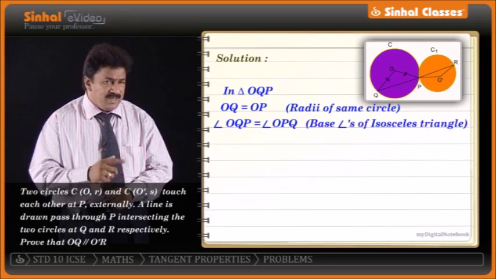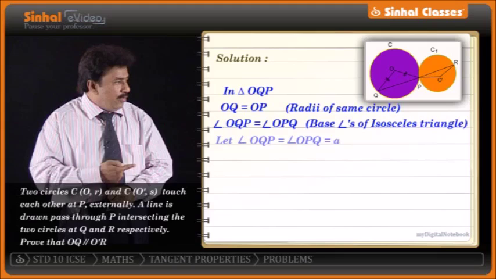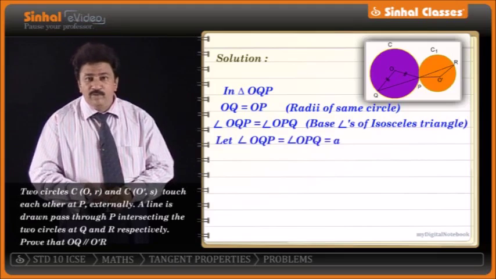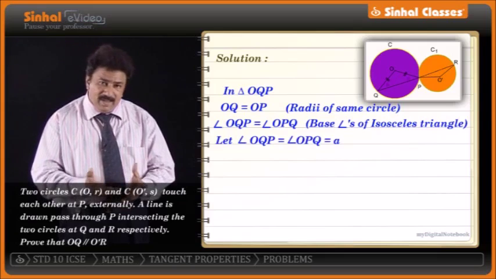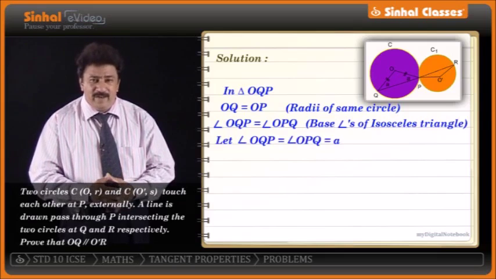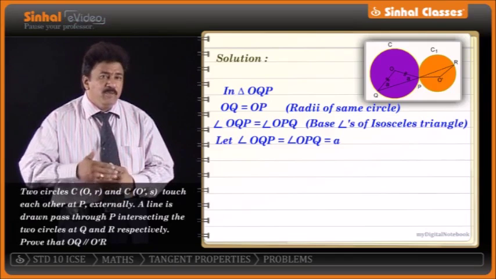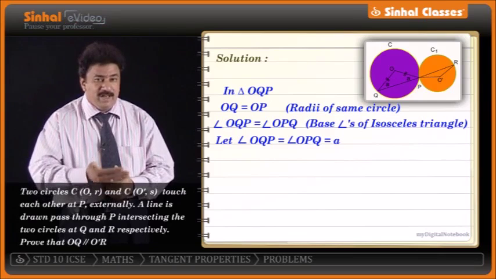Let us go for an assumption. Let angle OQP be equal to angle OPQ equal to A. A is just an assumption, any variable you are taking for the two equal angles.